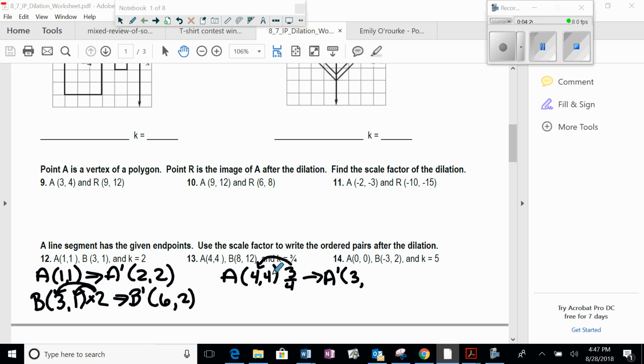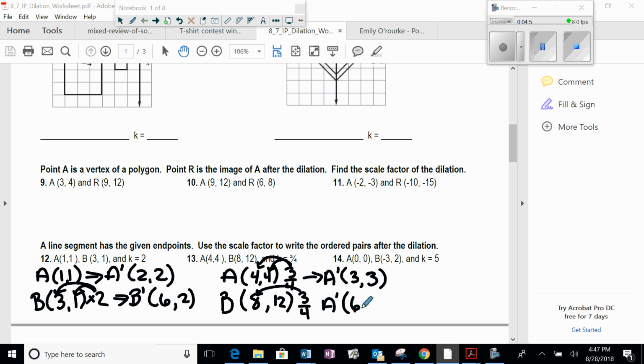And do it again. 3 times 4 is 12. 12 divided by 4 is 3. So that is my A prime. Now I'm going to move over to B, which is 8 and 12. I'm going to multiply it times 3 fourths because that's my scale factor. So 3 times 8 is 24 divided by 4. 24 divided by 4 is 6.